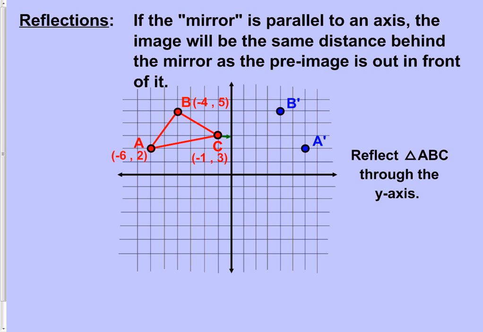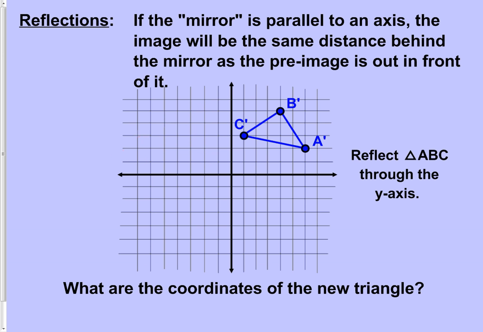And point C. Point C is quite close to the mirror. It's only 1 unit to the mirror for him, so his reflection will be 1 unit behind the plane of reflection. So there we will have the position of C prime. You connect the dots and you have your image. Okay, so what are the coordinates of the new triangle? This is really the only thing that might be different from doing a reflection out on an open sheet of paper, would be having to identify where the coordinates are. So we need to know the coordinates of A prime and B prime and C prime.